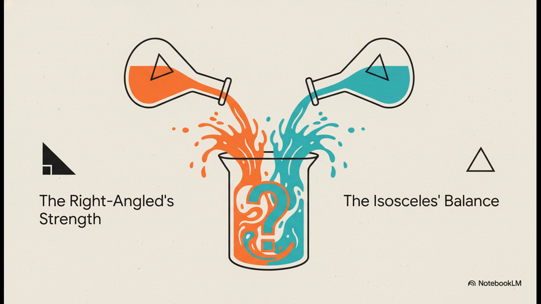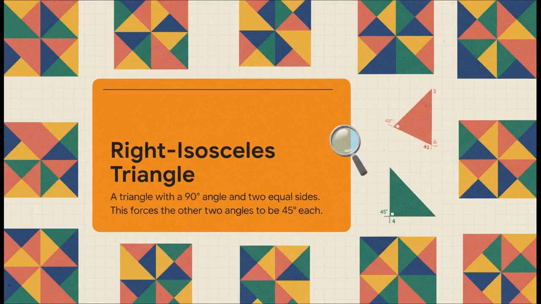Let's imagine for a second that we're in some kind of geometry lab. In one beaker, we've got the pure, unshakable strength of that 90-degree angle. In the other, we've got the perfect balance of two equal sides from the isosceles. We pour them together, and what do we get? This. This is what we get, the right isosceles triangle.